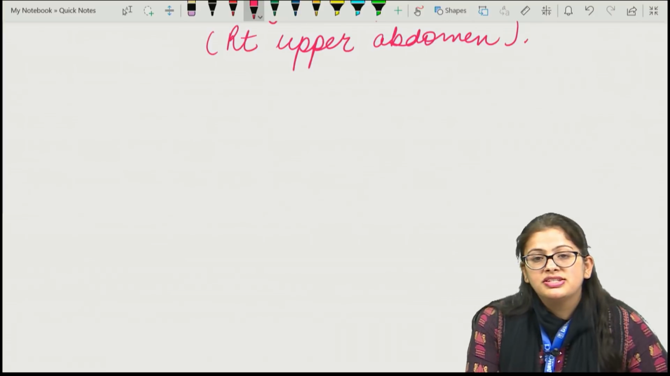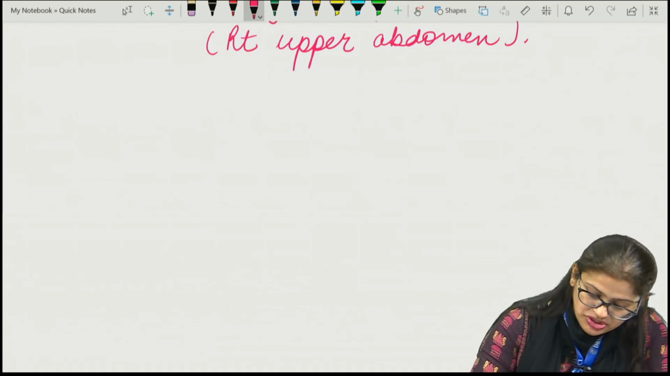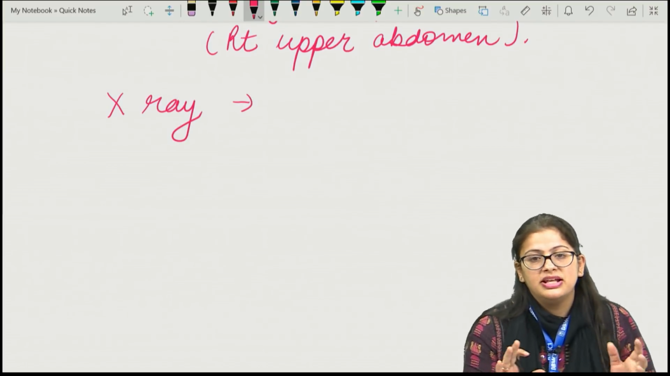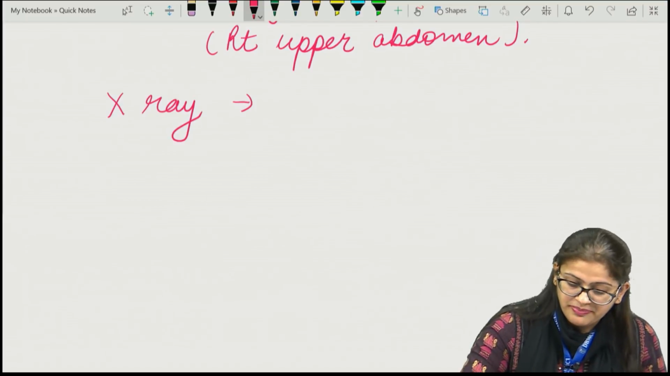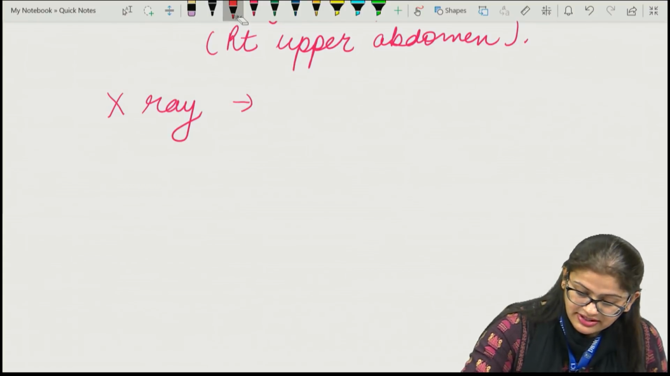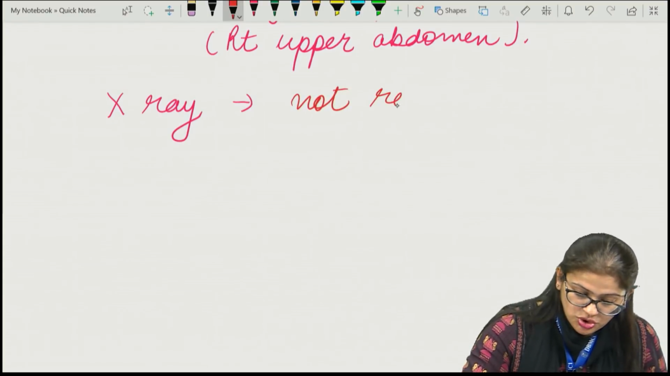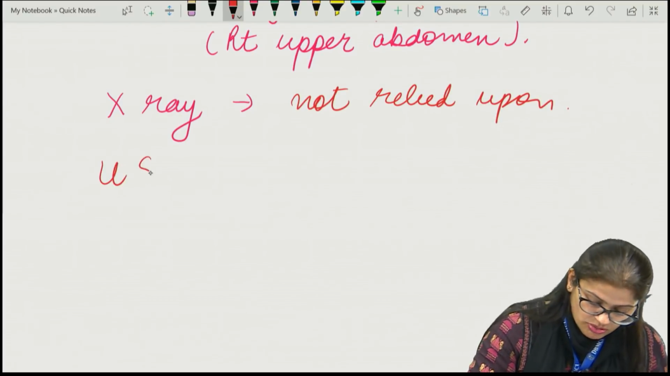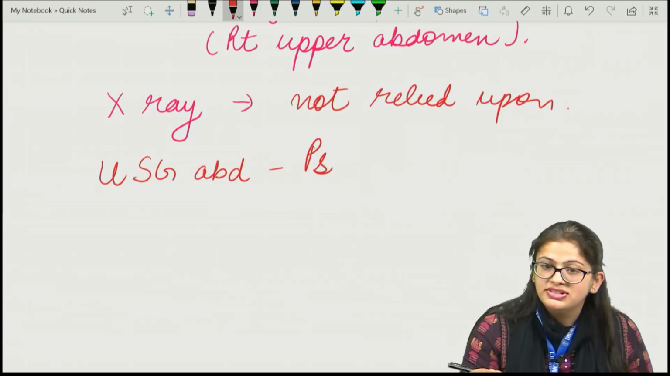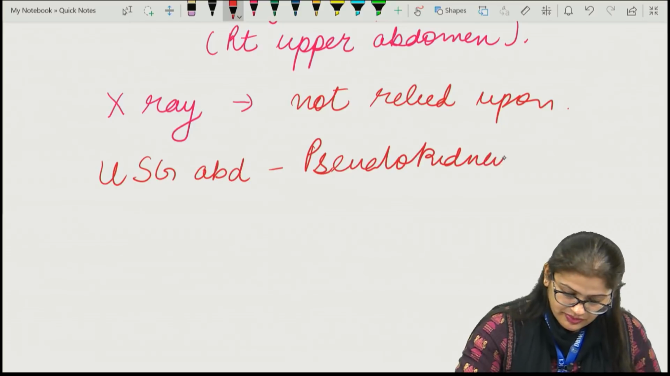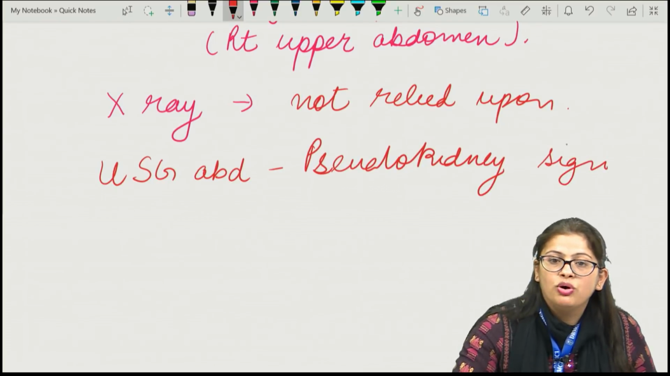What are the investigations that can be done to diagnose intussusception? An X-ray abdomen is usually not relied upon, but sometimes you can see a density in the region where the intussusception has occurred, so you can always get it done. Apart from that, you can also get an ultrasound abdomen, in which you can see a pseudo kidney sign or a bowel in bowel sign.